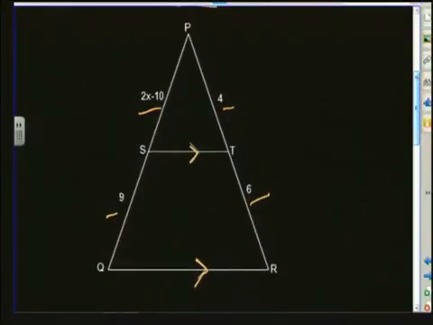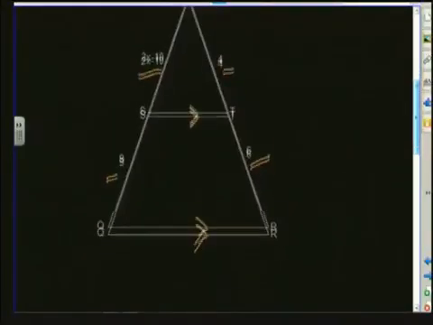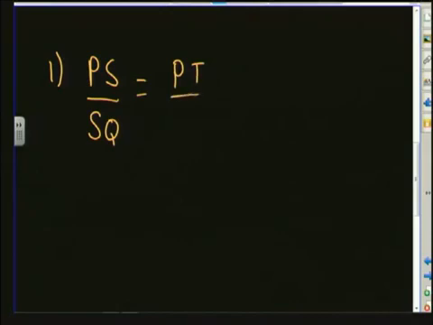And the first one that should come to mind is the proportional theorem, or the proportionate theorem, all right? So, because ST is parallel to QR, we can set this out as follows. And this is question 1. We can say PS over SQ is equal to PT over TR. And here you can simply write your reason as proportion theorem.